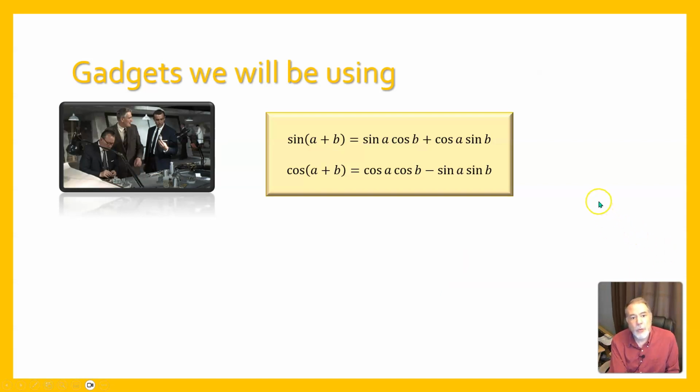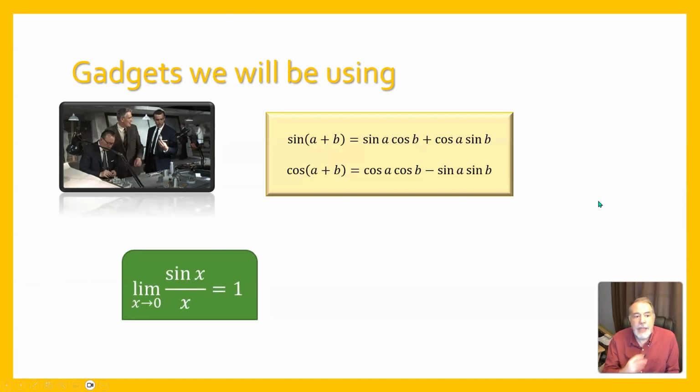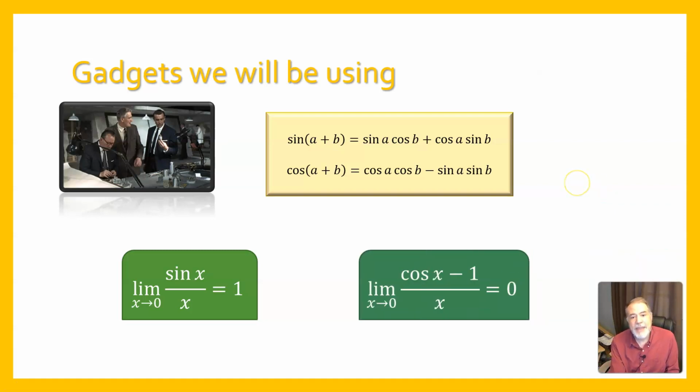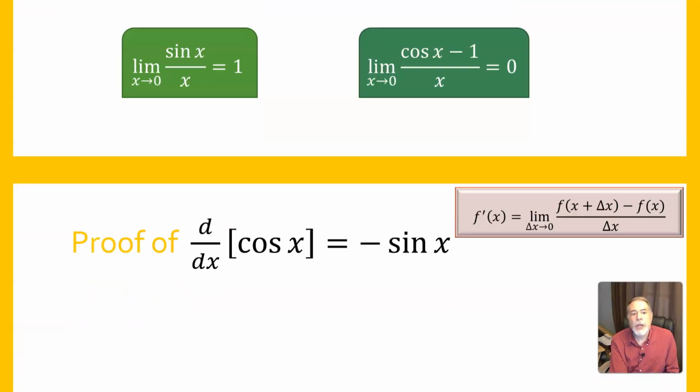And the other gadgets that we're going to need are that the limit as x approaches 0 of the sine of x over x equals 1, and that the limit as x approaches 0 of the function cosine of x minus 1 over x is 0. These two limits I did talk about in my earlier videos on limits. So I have talked about why these are true. And for now, I'm just going to accept that, yeah, these limits are what you see there on the screen. So if we ever encounter these limits, we know what they are. Okay, now here we go.